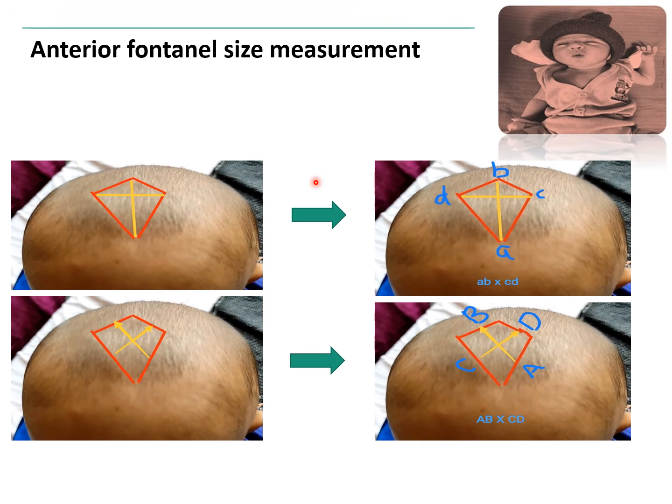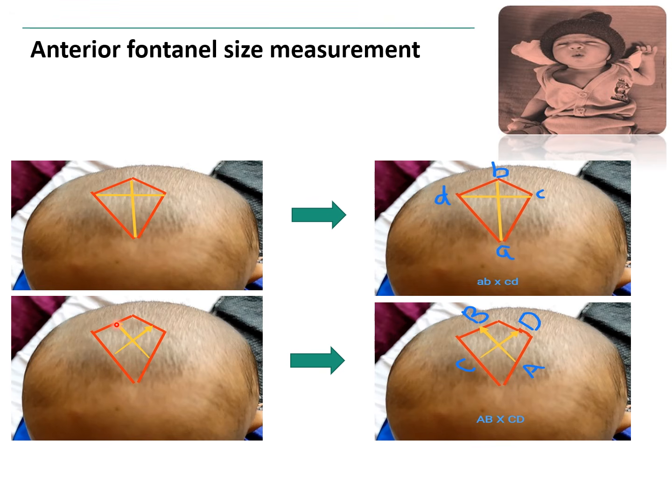Then we have to measure the anterior fontanelle size also. So in this image you can see there are two methods. One between end to end. Here you can see we can take the horizontal length and vertical length. So AB and CD. Then we have to multiply. So it is 2.5 into 2.5 centimeter at birth.